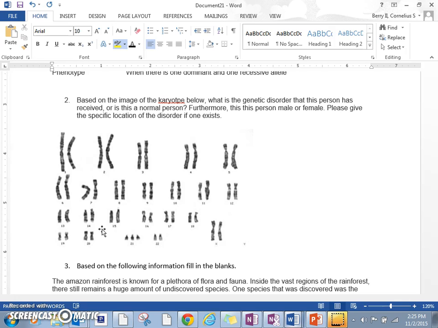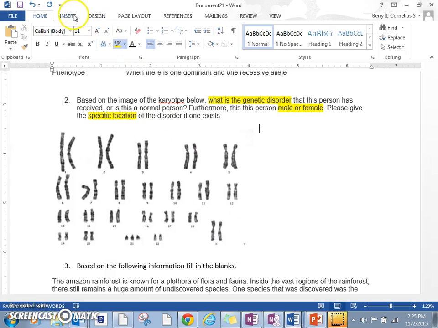Okay, so it asks you a couple of things. It asks you if this person is normal, and it asks you if they have a disorder or not. So I'm going to use my highlighter to highlight the keywords. So it asks, what is the genetic disorder of this person? So what is the genetic disorder? All right. Is this person male or female? And then we have to give the specific location of the disorder.